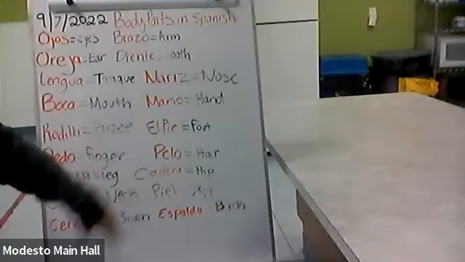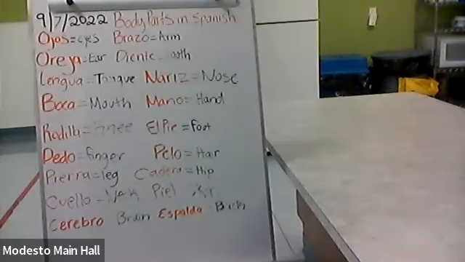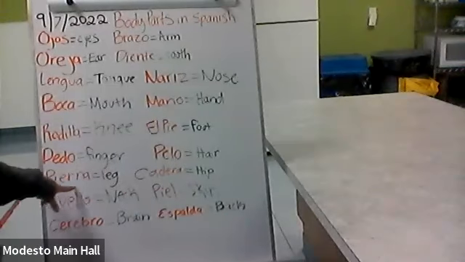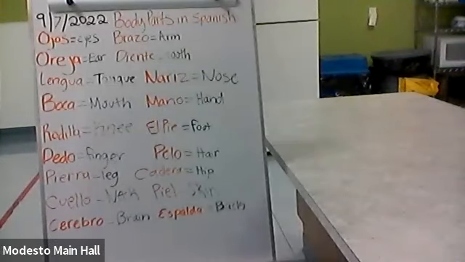Pierna would be leg. Chicken leg, you said pierna de pollo. You want meat on it? What do you want, chicken or carne asada? Carne asada. Pierna.